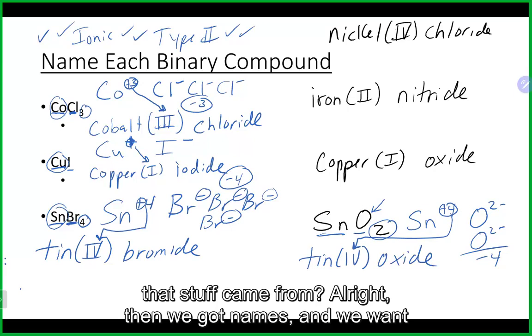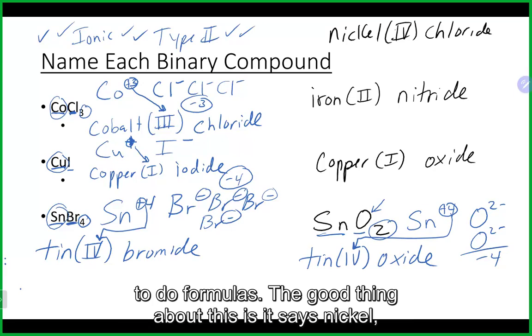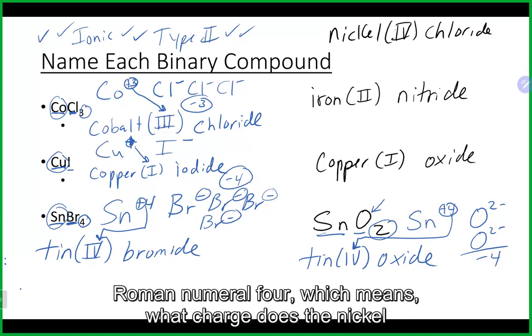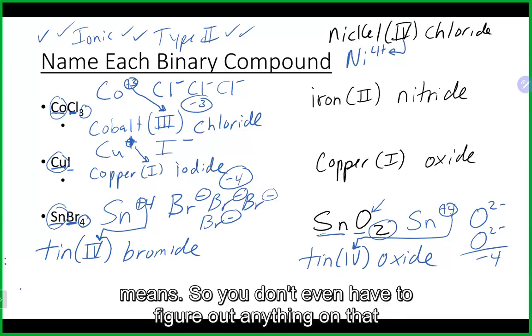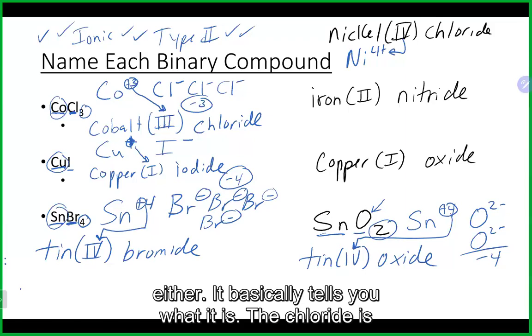All right, then we got names and we want to do formulas. The good thing about this is it says nickel Roman numeral 4, which means what charge does the nickel have? It has a +4 charge. That's what the Roman numeral means. So you don't even have to figure out anything on that. It basically tells you what it is.